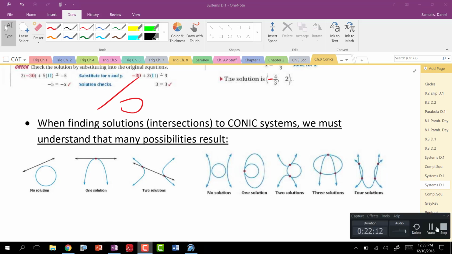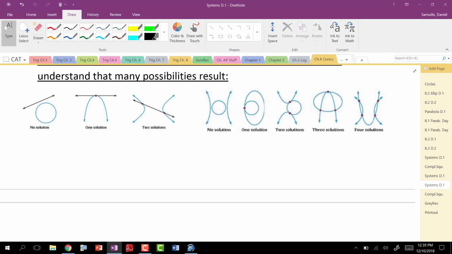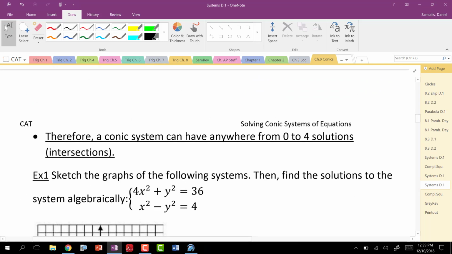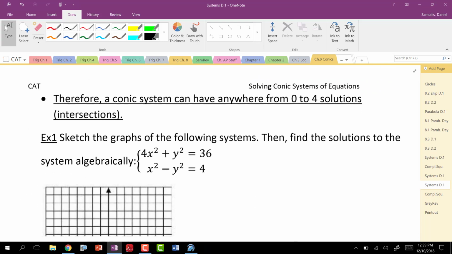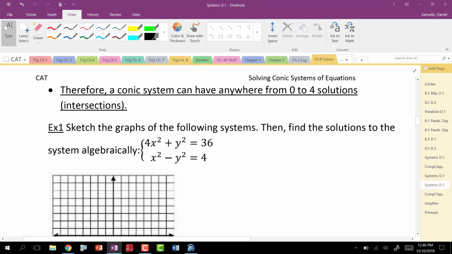Hold on. Just brought up a good point. What if the equations were secretly exactly the same? Then that would be an infinite amount of solutions. All right, so therefore, a conic system can have anywhere from 0 to 4 solutions.